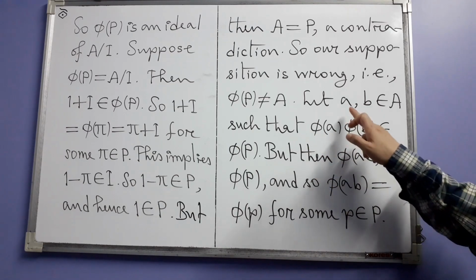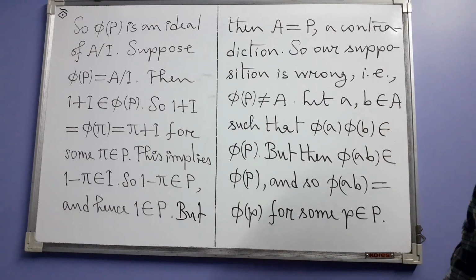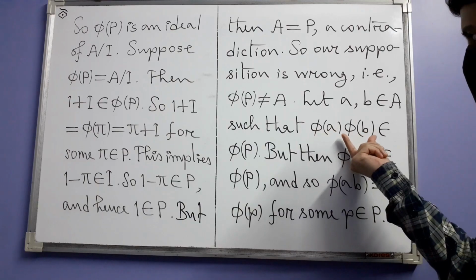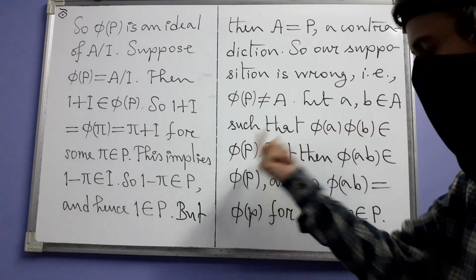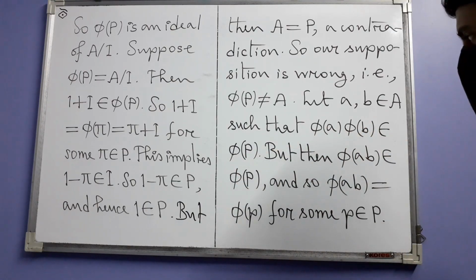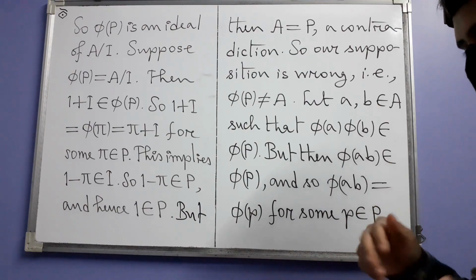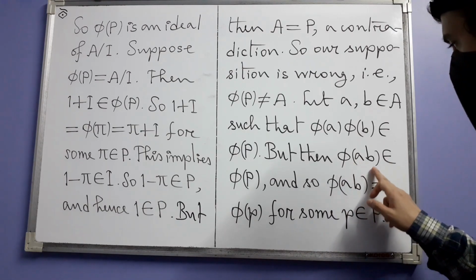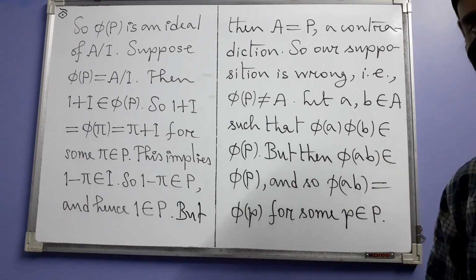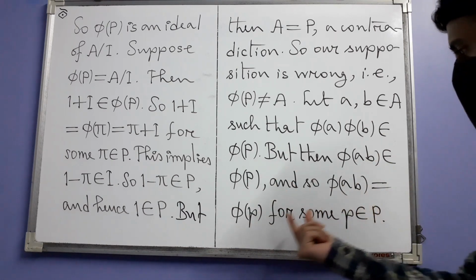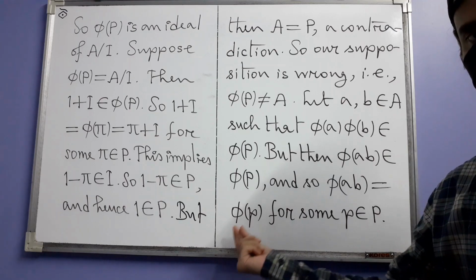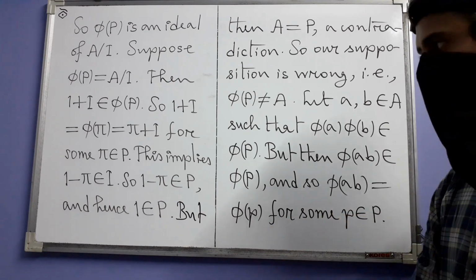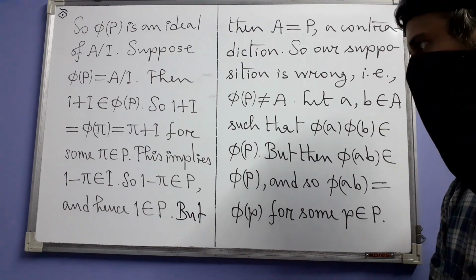So we start by taking any two elements in A such that the product of their phi images belongs to phi of P. But what does that mean? I mean, what does that give us? It gives us this, that phi of AB belongs to phi of P. And so phi of AB is going to look like this, phi image of something, some p from P. And then what do we get from that?